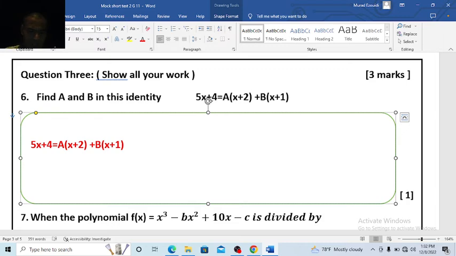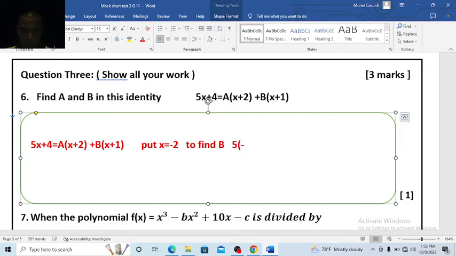I will label this as 1 or alpha, or as you like. Equation 1. Clear? Okay, I will label this. This is the original equation. Now I will just put x equal minus 2 to find what? To find b. Okay, to find b.